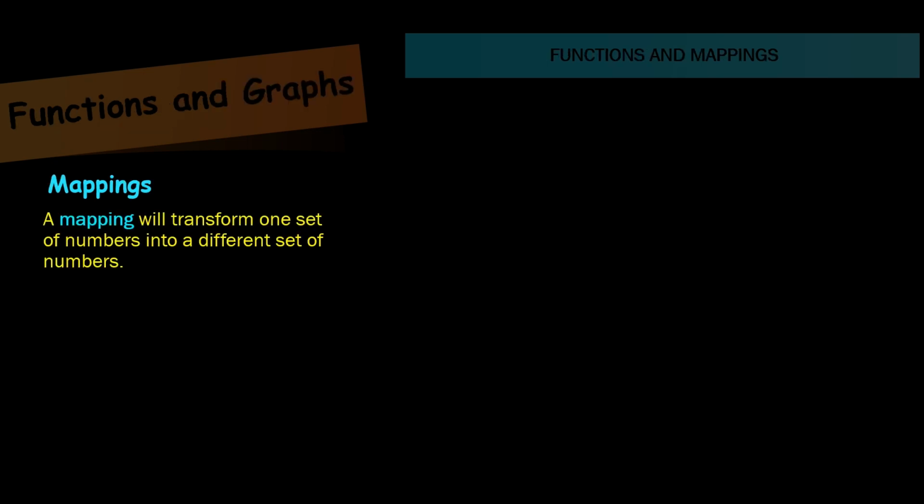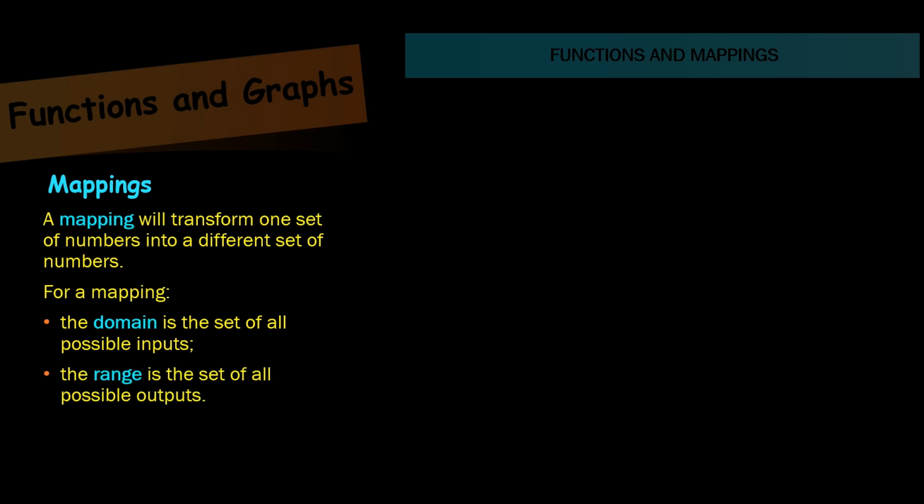A mapping will transform one set of numbers into a different set of numbers. For a mapping, the domain is the set of all possible inputs, and the range is the set of all possible outputs. A mapping is a function if every input has a distinct output.